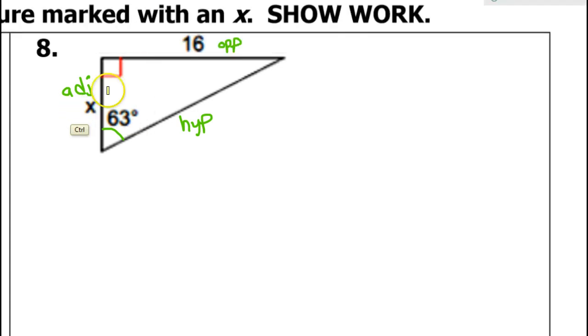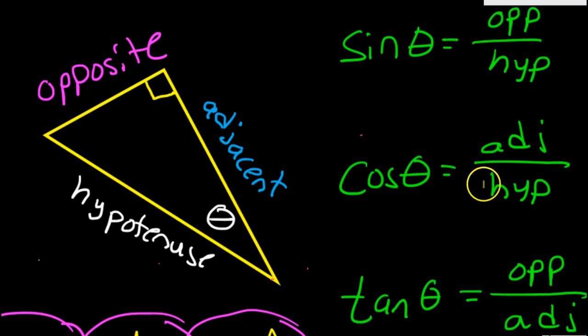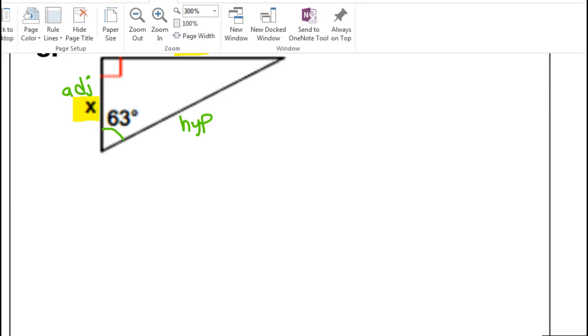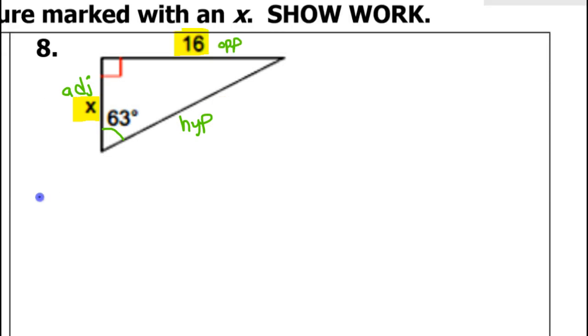Now, let's decide which two sides we're going to be using. We're going to use the 16 because that's the side that we're given, and we're going to use the x because that's what we're looking for. So that is opposite and adjacent. Which trig function is that? That's the tangent function. Opposite over adjacent, that's the tangent function. So that's how we know that we are using the tangent function. So we will say tangent of 63 is equal to opposite over adjacent.